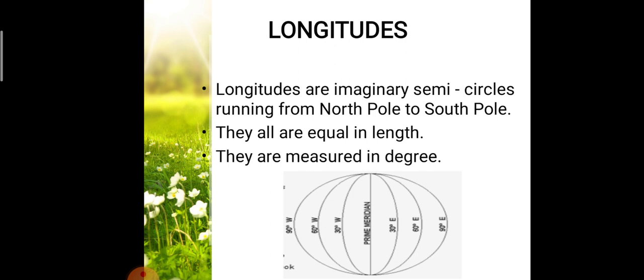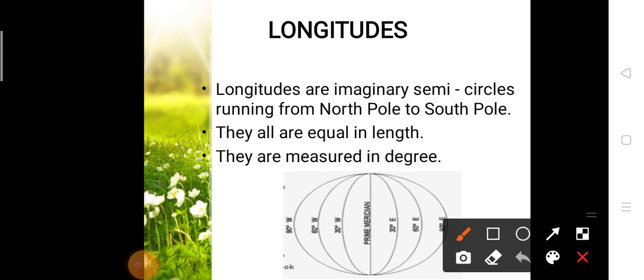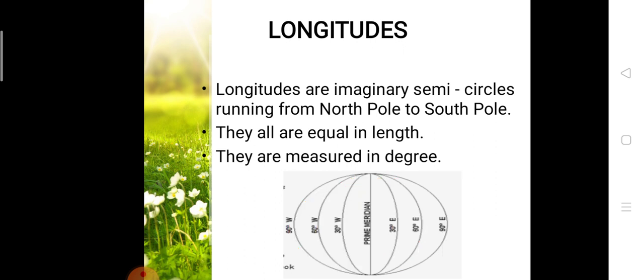They are all equal in length. Here also you can see that they all are equal in length, because they are touching a single point together. And one more important thing about the longitude is that they are always measured in degrees. Here it is written, like you can see, 30 degree, 60 degree, 90 degree, 30 degree again, 60 degree and 90 degree. They all are measured in degrees.